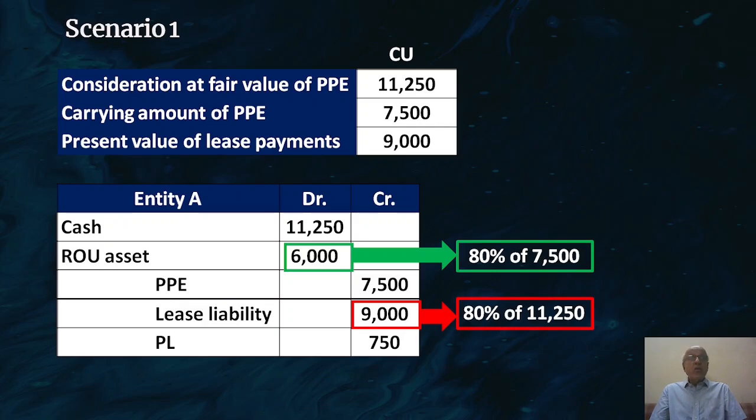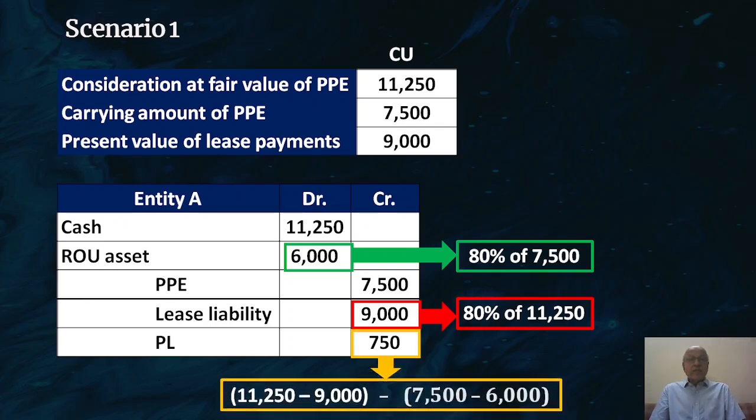That is gain on rights transferred. How do we get? We see the surplus 11,250 of receipts. Less liabilities 9,000 rupees. So surplus how much? This is 2,250. And what is the proportion of the previous carrying amount of the asset that is transferred? 7,500 minus 6,000. 7,500 total PPE, 6,000 retained, 1,500 transferred. Difference of these two is 750. That is profit and loss. That is gain on rights transferred.